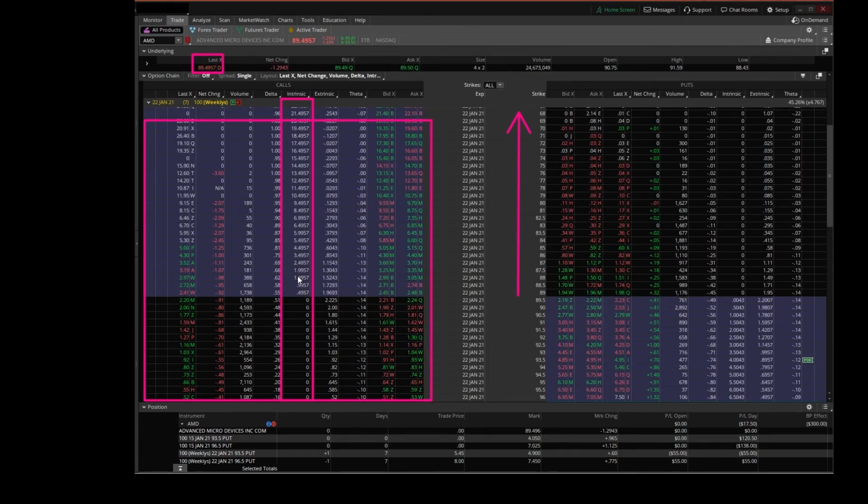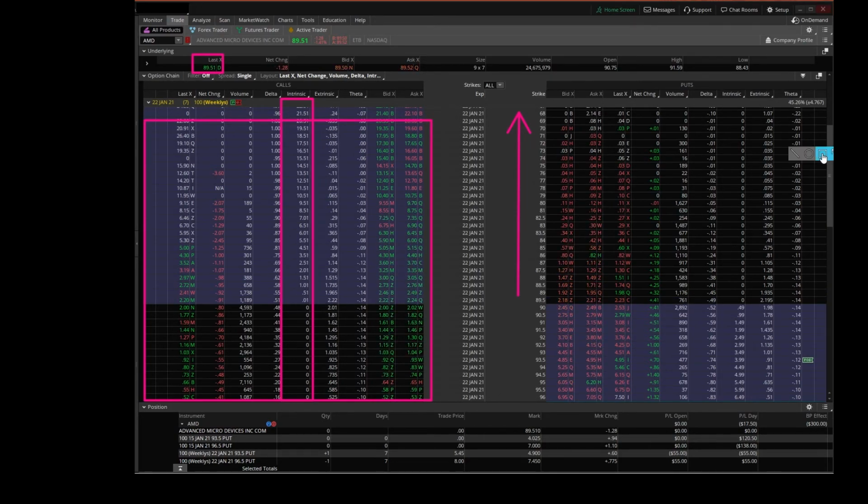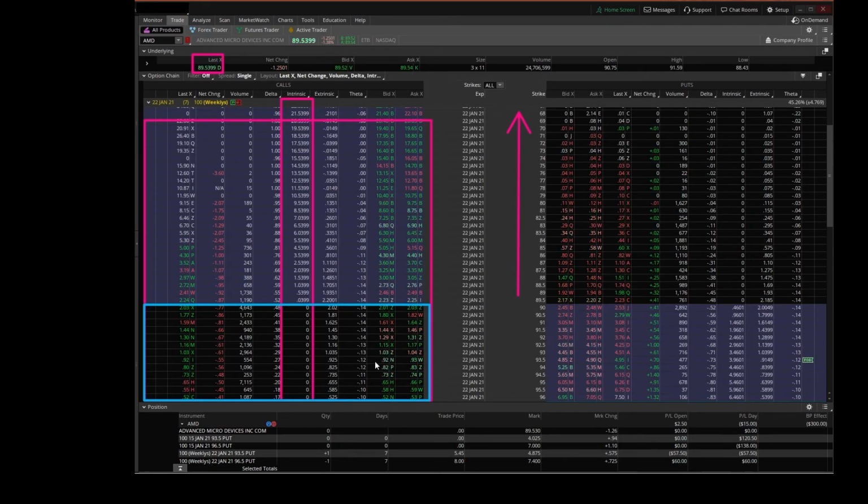Everything in this black area here is for strike prices that are higher than the current market price, and that is why the intrinsic value for these options is 0. So the intrinsic value for these options that are out of the money is 0.